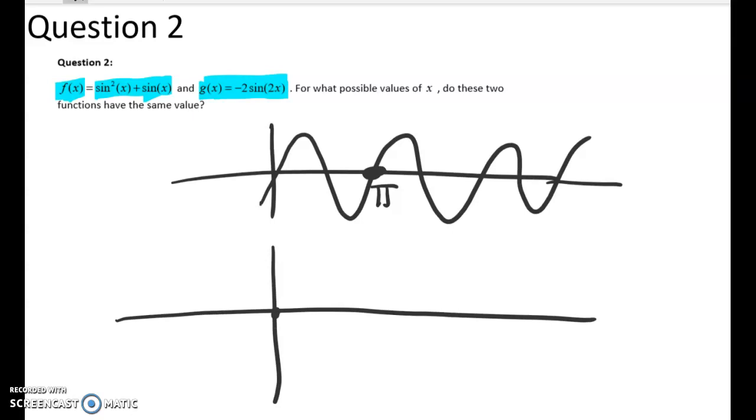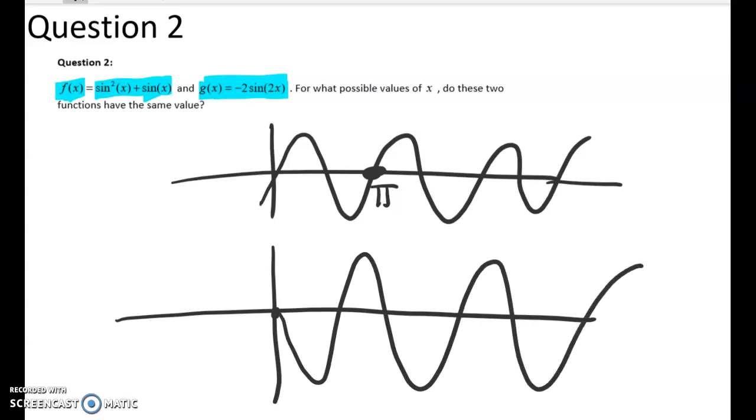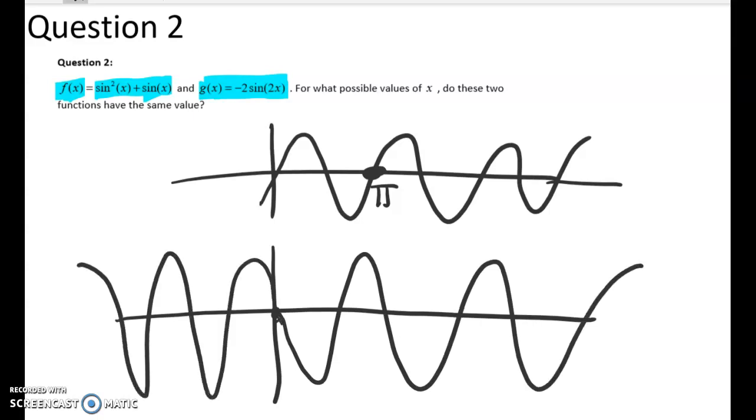Let's just draw it out. So it's going to look like this. Very bad drawing, but you get the idea. So this value down here will be negative 2. This one up here will be 2. So that's what we're going to have on one side.